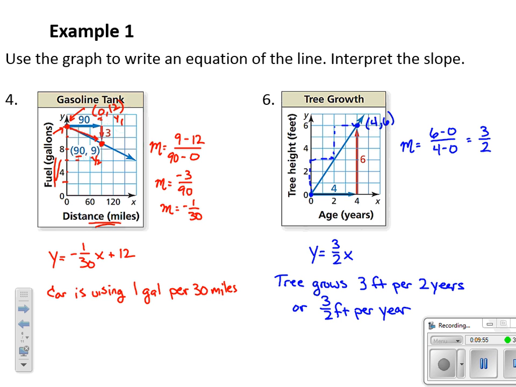Just as before, in number 4 here, we could say the car is using 1/30th of a gallon per mile. Okay, so our slope is telling us per unit, per year, per mile.